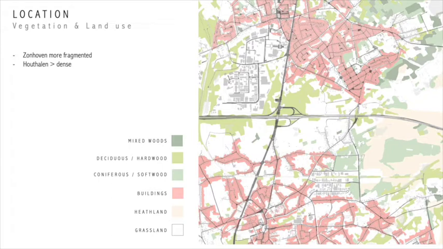If we look at the current situation, we can see that Houthalen is now more densely built up and Sonuwepark is more fragmented. In addition, there are still heathlands and a lot of grassland, with also a mix of different woods.